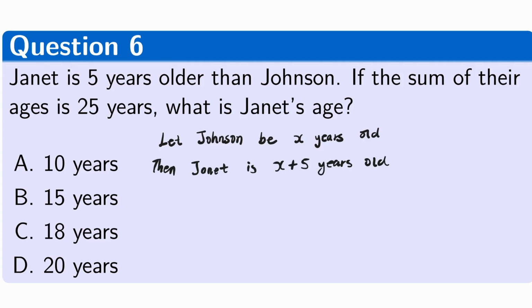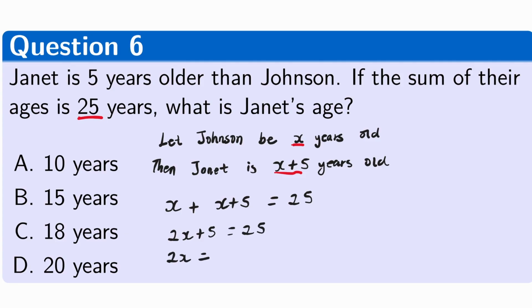And we are being told that the sum of their ages is 25. So if we add these two, we should get 25, right? So we are going to have x plus x plus 5 equal to 25. So x plus x is going to be 2x. So you're going to have 2x plus 5 is equal to 25. So 2x is equal to 25 minus 5. Thus, we have 2x is equal to 20, right?